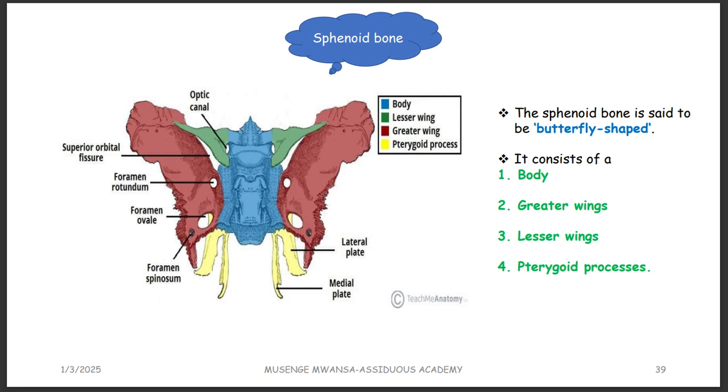Please, you need to know them, all right? You need to know them. Three important openings in the greater wing. You have the foramen rotundum, that is the frontmost, and then you have the foramen ovale, that's the one that follows, and then you have the foramen spinosum.